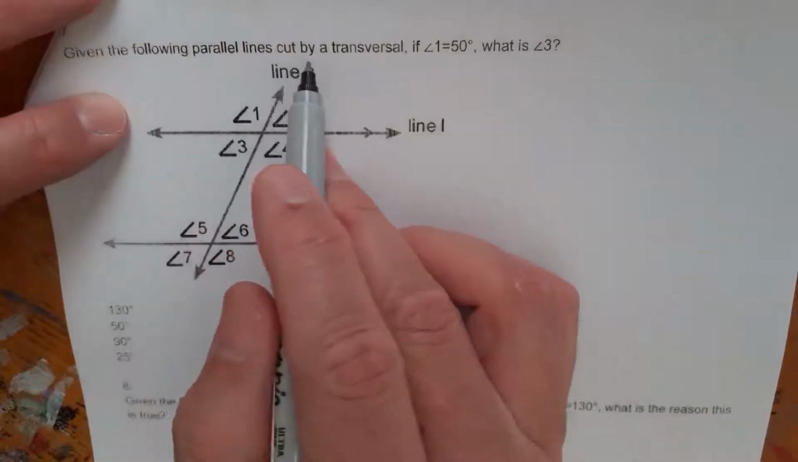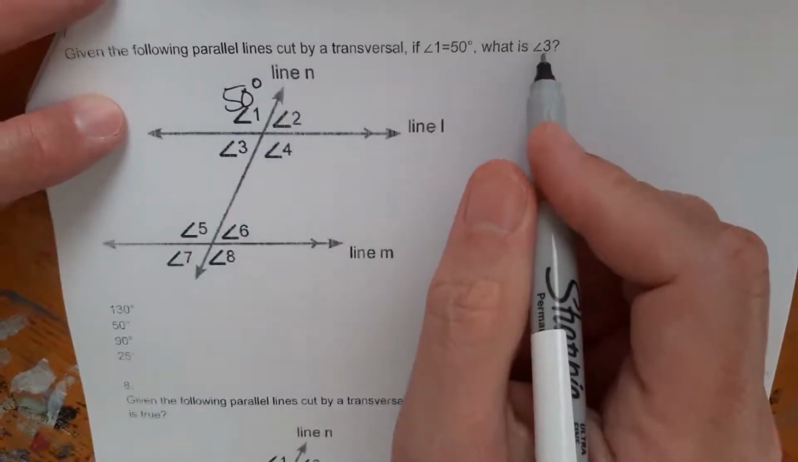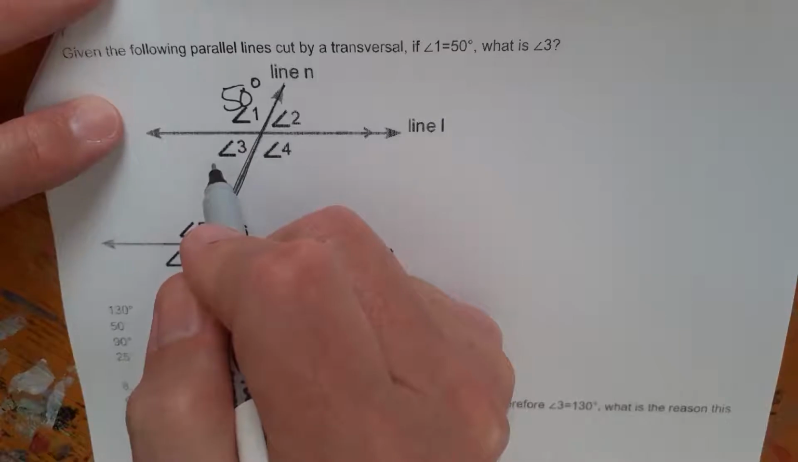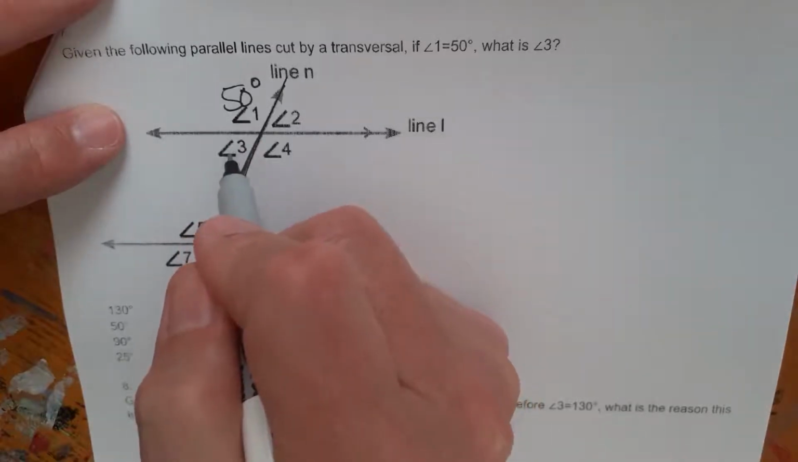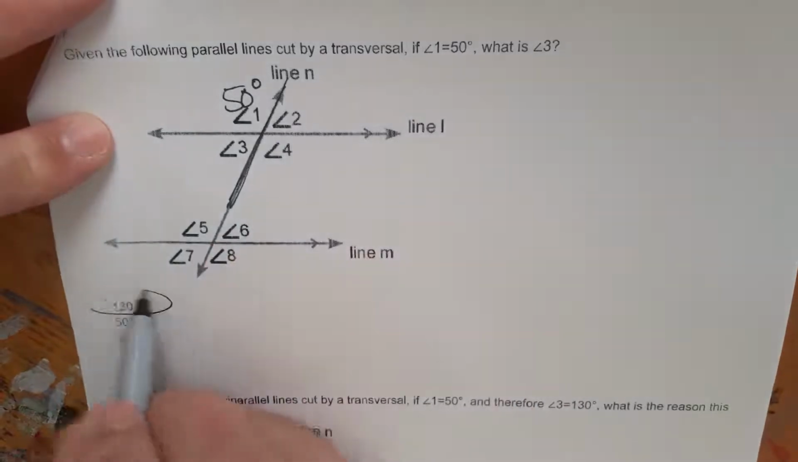Given the following parallel lines cut by a transversal, if one is 50 degrees, what is angle 3? So what's this right here? Well, they're either equal or they're supplemental. Since they're on the same line, they have to be supplementary. So they must sum to 180 degrees, and this has to be 130.